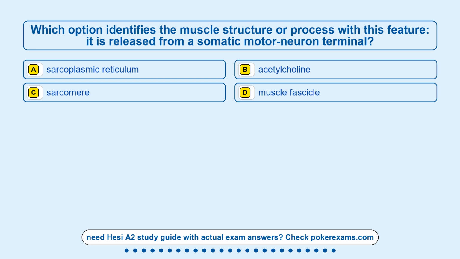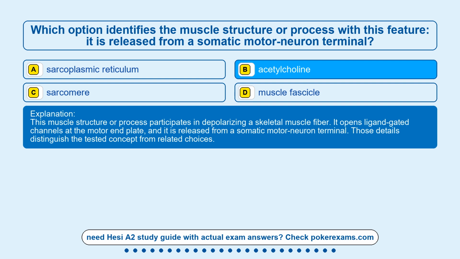Question 21. Which option identifies the muscle structure or process with this feature? It is released from a somatic motor neuron terminal. Option A, sarcoplasmic reticulum. Option B, acetylcholine. Option C, sarcomere. Option D, muscle fascicle. The correct answer is option B, acetylcholine. This muscle structure or process participates in depolarizing a skeletal muscle fiber. It opens ligand-gated channels at the motor end plate, and it is released from a somatic motor neuron terminal. Those details distinguish the tested concept from related choices.